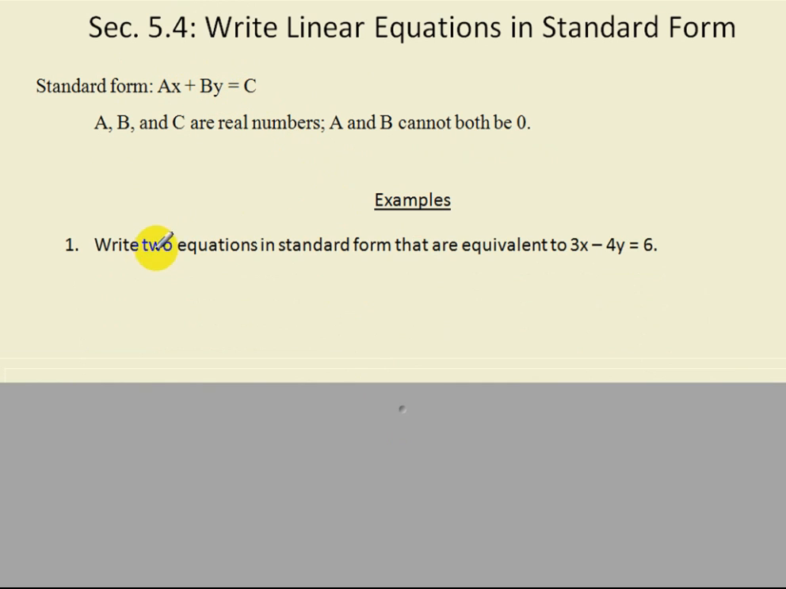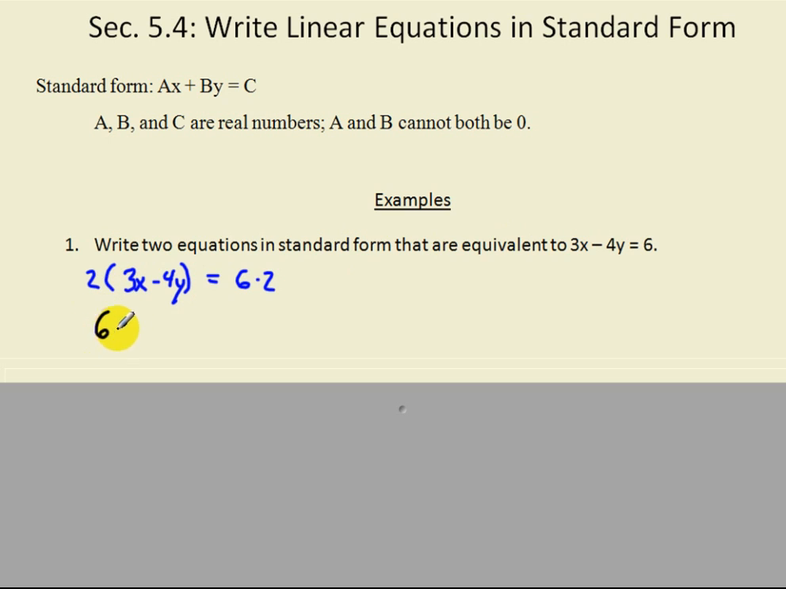examples. In the first one, write two equations in standard form that are equivalent to 3x minus 4y equals 6. Notice this is already in standard form, but we can write an equivalent to this by simply multiplying both sides of the equation by the same number. And you get to pick what number that is. So for example, we could multiply each side by 2.